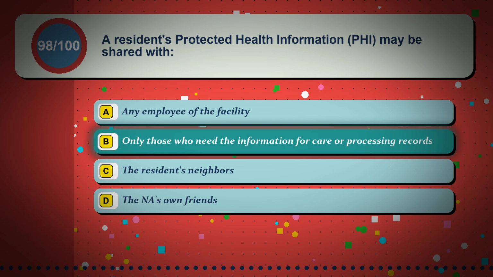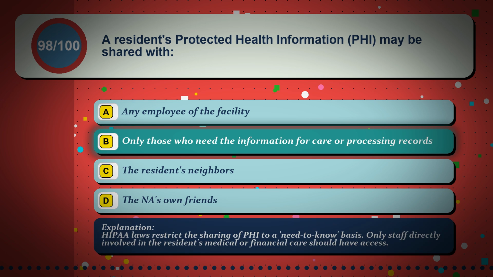The correct answer is option B. Only those who need the information for care or processing records. HIPAA laws restrict the sharing of PHI to a need-to-know basis. Only staff directly involved in the resident's medical or financial care should have access.